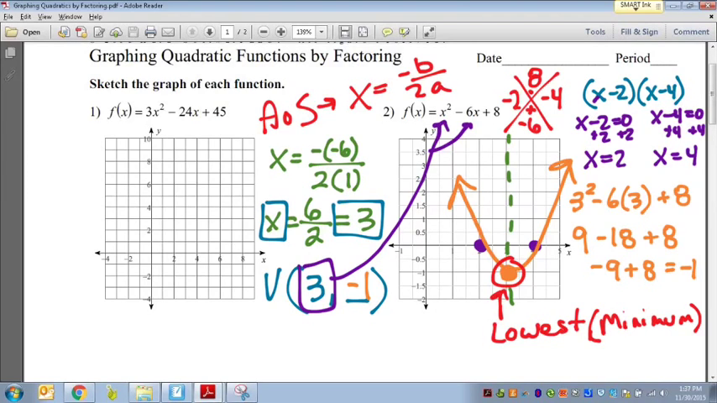All right, so there's kind of a walkthrough of how to graph quadratic functions, and this is when it's in standard form. I'll show you guys another one here and go through it a little bit quicker.